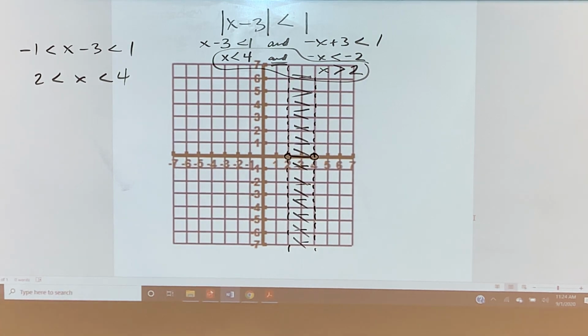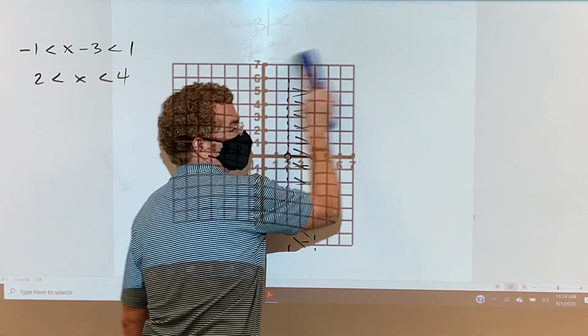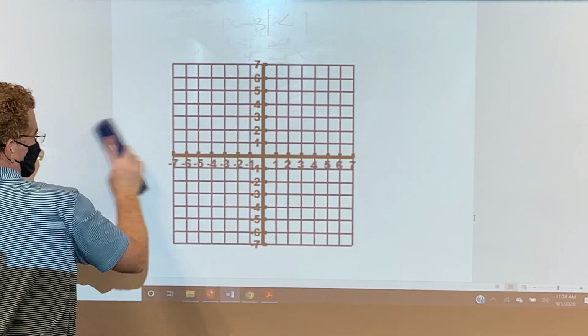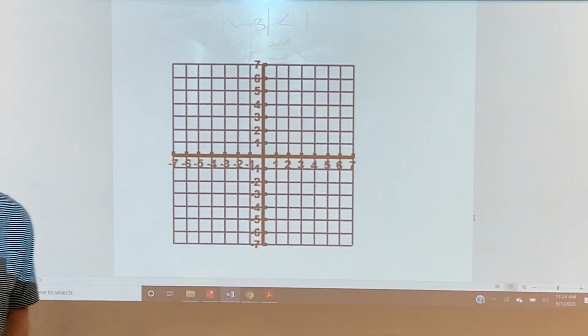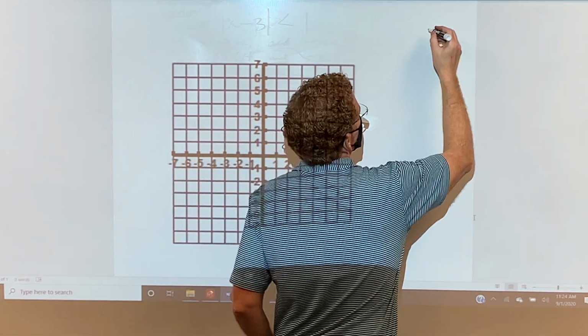Okay. Last one I got time for, and it's really ugly, but I'm going to show you a trick in the end. But to show you the trick, I got to get to it. So what if I asked you to graph this?